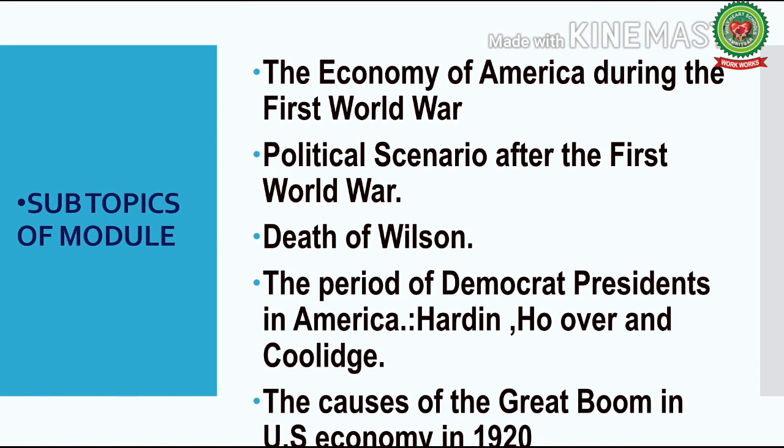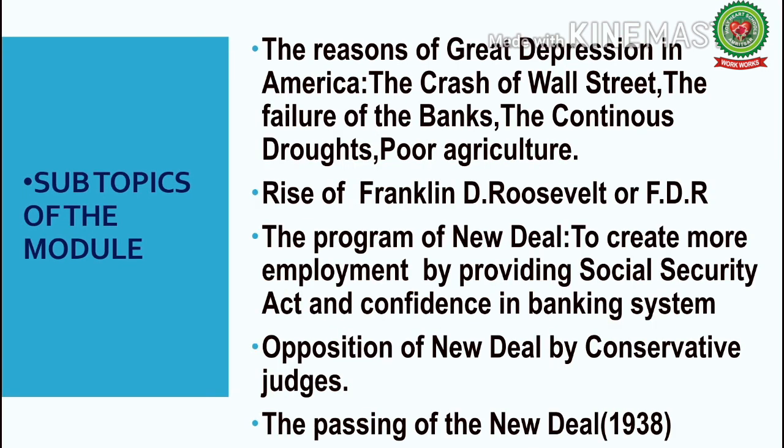Then we have discussed the period of Republican presidents in America, Harding, Hoover, and Coolidge, and the causes of the great boom in the US economy in 1920, which included the policy of laissez-faire, capitalism, agricultural development, the technological development of the USA, and the acting of America as a banker nation during the First World War. We have discussed the reasons for the Great Depression in America: the crash of Wall Street or the failure of the stock exchange market of America, the failure of the banks, the continuous droughts in the Colorado and Texas region of America, and the poor agricultural techniques of the American peasants.